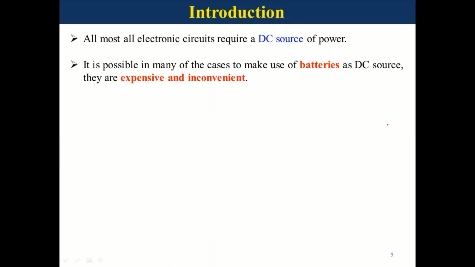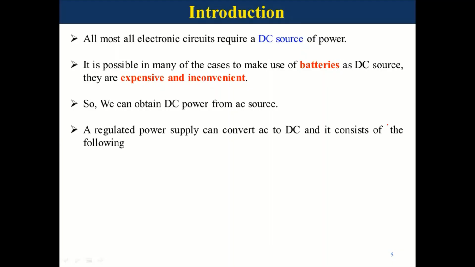Suppose you consider a TV, we are operating it with AC. That means in that TV there is a built-in converter, which converts AC to DC. So in electronics, we prefer to convert AC to DC, and the DC can be utilized in our systems.